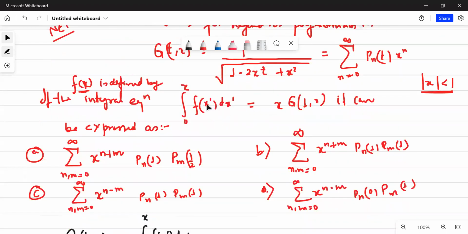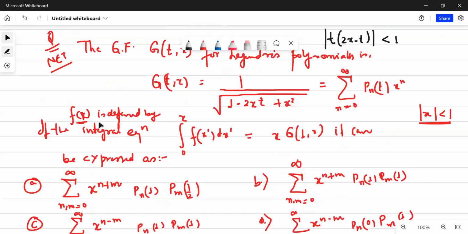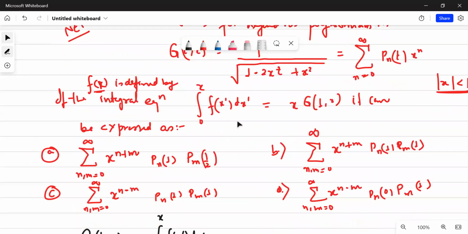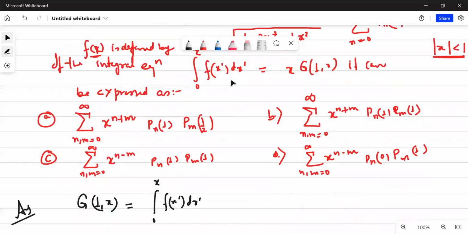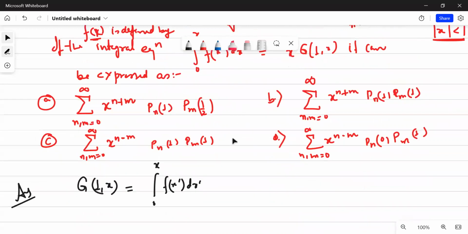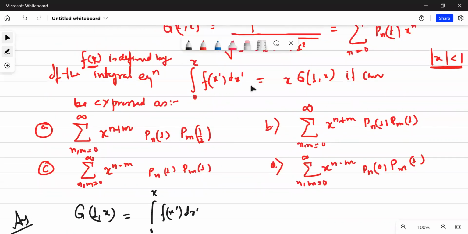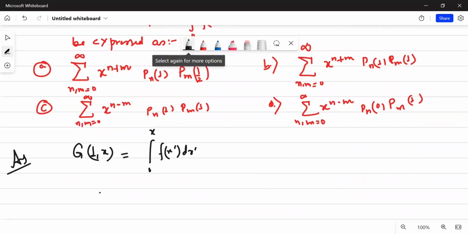That fx, which is a function, if a function fx is defined by the integral equation fx dash dx dash is equal to, it can be expressed as. So we need to find what is your fx. How you can express your fx, that one needs to find. So first let us find what is our fx. So fx dash dx dash is equal to x g1 comma x. So let us first understand what is g1 comma x.